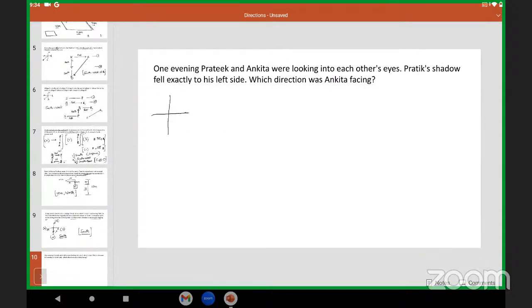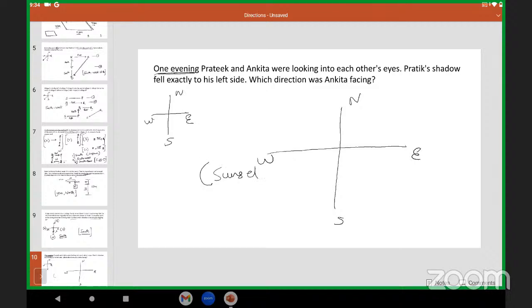So this is your north, south, west, and east. One evening, Pratik and Ankita were looking into each other's eyes. Pratik's shadow fell exactly to his left side. First of all, the major point over here is evening, which means the sun will be at west. So if sun rays are towards this position, a person standing over here will have his shadow fall on this side.